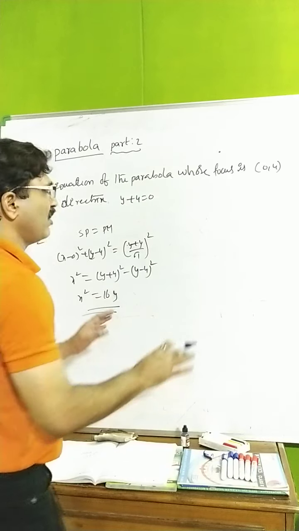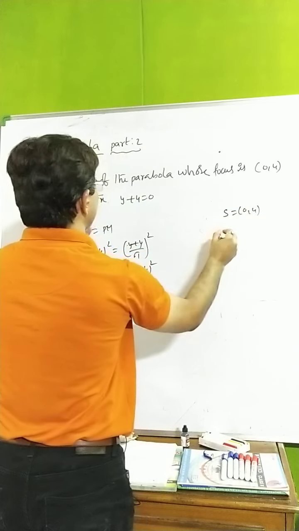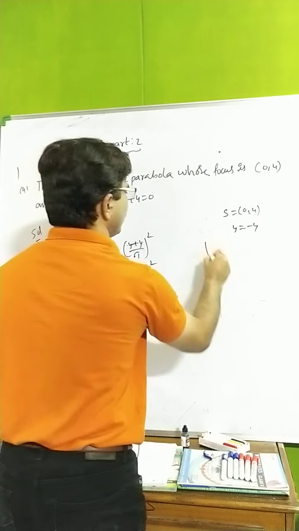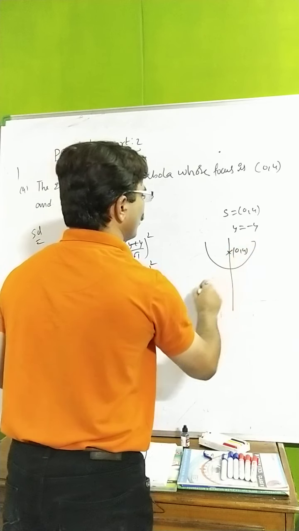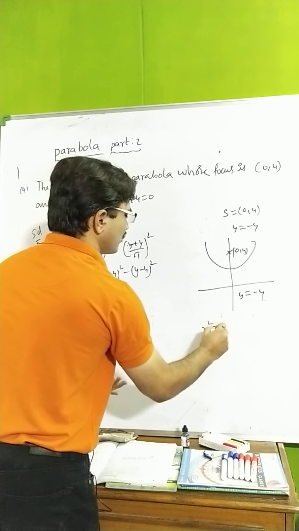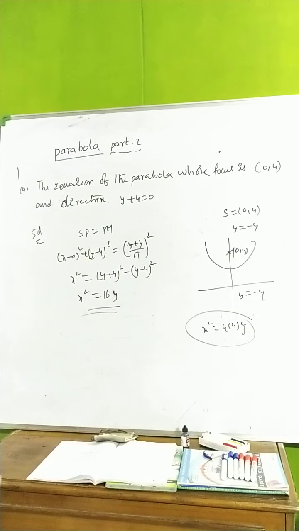Of course, no doubt. Sometimes they would like to do this in this way. y is equal to minus 4. What is this? Directly you can write now. The shape of the diagram is like this. We understood clearly: this is (0, 4) and here it has gone to minus 4. What is that? x square is equal to 4 into 4 into y, you can write like this.